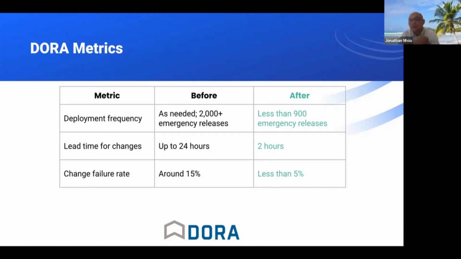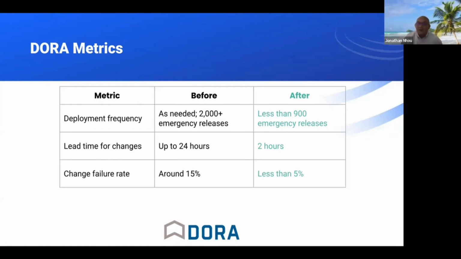Oh, I mean, the biggest thing that we had is this deployment frequency. The more you deploy, the more bugs are in the production environment. And then you have to deploy again to fix the bugs. So when we have to deploy again to fix the bugs, those are emergency tickets. By this time last year, we had north of 2,000 emergency releases. And that's deployment plus bug fixes. So as of now, that's dropped down to less than 900.